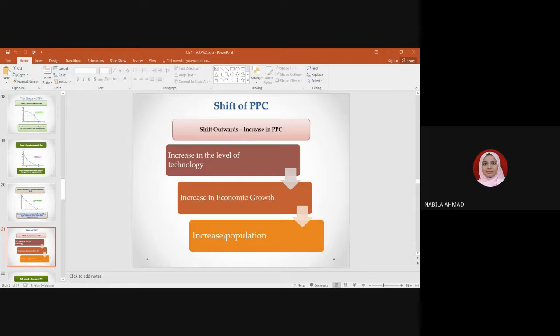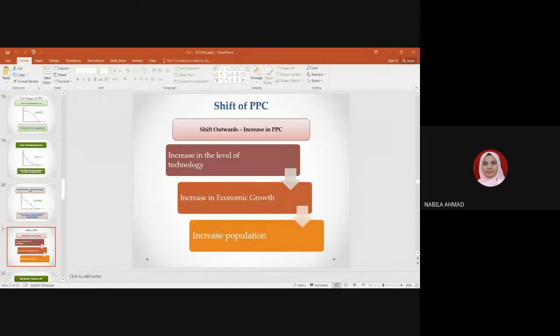Increase in population. So when the country has more population, there are many people who are able to work in the country, and there will be more human capital. Banyak labor kan? So the labor will be cheap. The cost of labor will be cheap. So the country can produce more goods and services. Okay, so the PPC will shift outwards. Macam China. China banyak, populasi dia banyak. India, populasi dia banyak. So because of that, labor dia cheap, murah. So dia ada banyak labor dan dia boleh produce bermacam-macam jenis barang dengan kuantiti yang banyak. So PPC dia shift outwards.